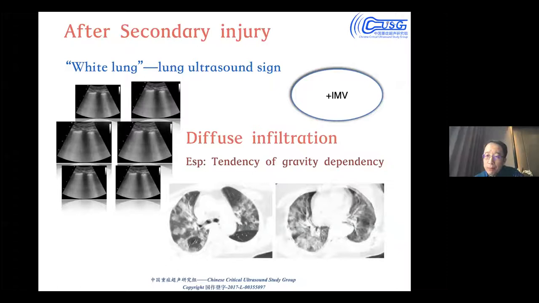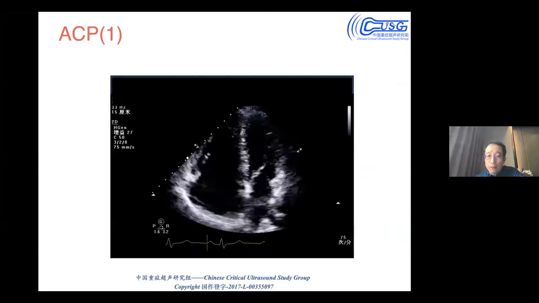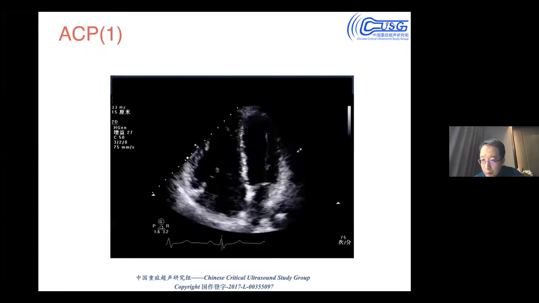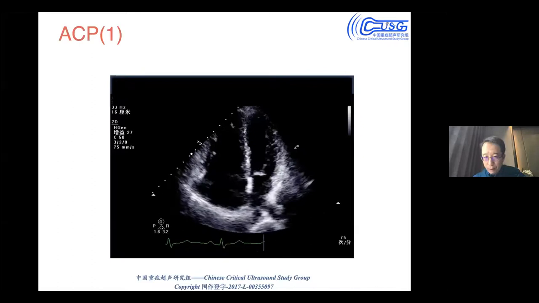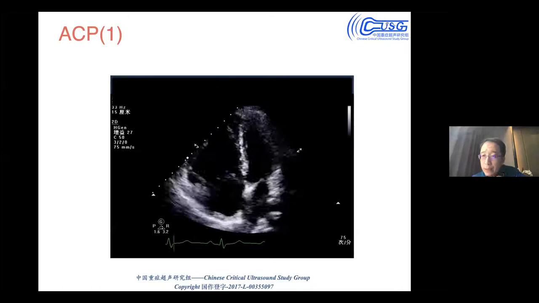The patient's echocardiography tells us, like this one, the right ventricle is enlarged, and the septum movement is limited. So it's very, very typical of ACP, acute cor pulmonale, and acute pulmonary hypertension.